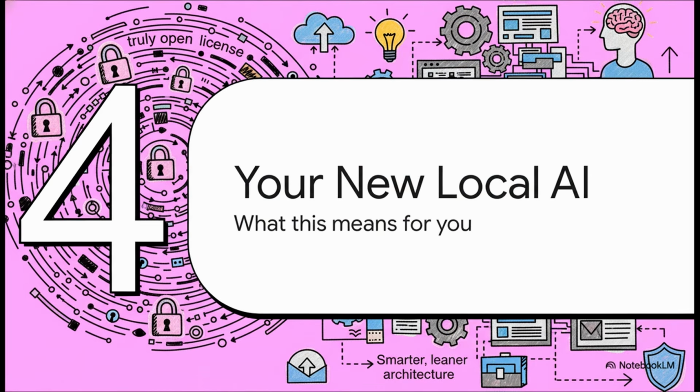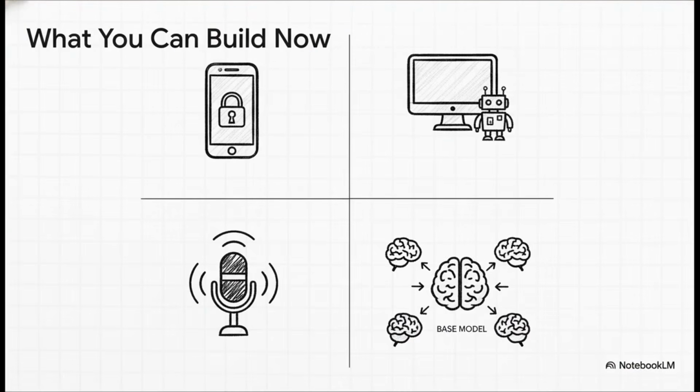Okay, let's put all these pieces together. We've got a truly open license, which is huge. We have these all-in-one native capabilities, and this super smart, lean architecture. So, what's the bottom line? Why should you care? What does this actually mean for you? Well, this combination really unlocks a whole new class of things you can build. Just think about it, a powerful AI assistant that runs completely on your phone, keeping all your data private. Or a smarter coding copilot that lives right inside your editor. You could build voice-first AI that works perfectly offline. And because the base models are so good and the license is so open, you can fine-tune them for literally any specific need you can dream up.